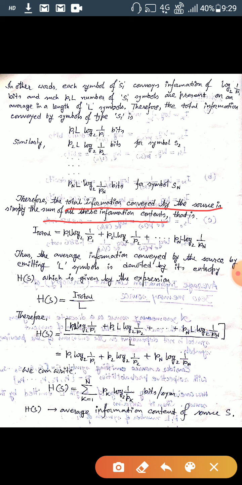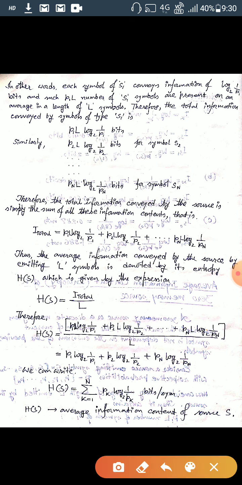Individual information we can calculate as before. For the symbol S1 it is P1 into log of 1 by P1. For the symbol S2 it is P2 into log of 1 by P2. So if you add the individual terms, then you get the total information, that is I total.